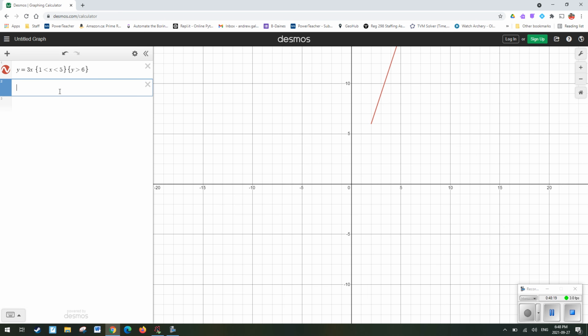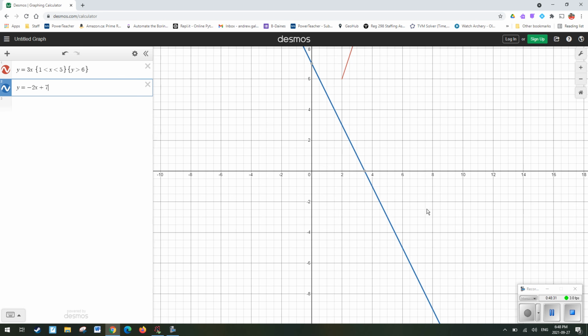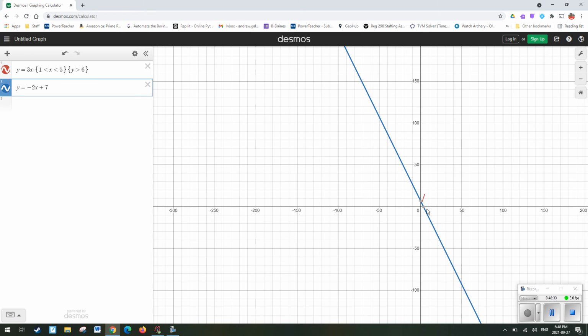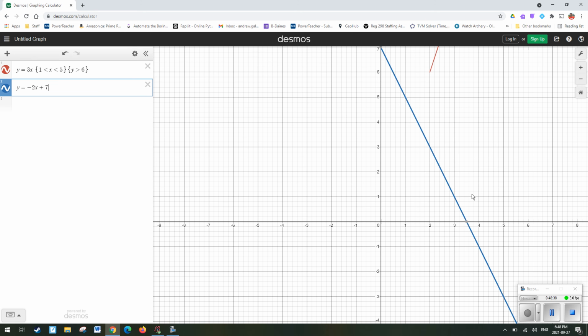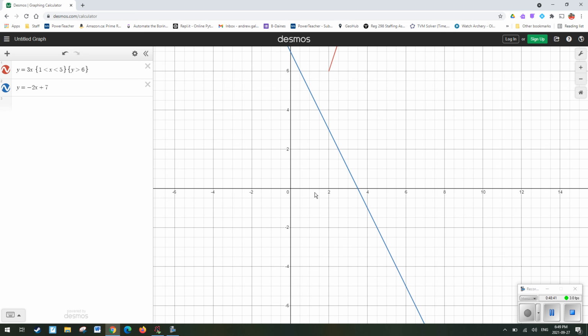If I want a line that goes downhill, I would say I want y equals negative 2x plus 7. And what I've got there is a line, but that line goes forever. I can zoom out, right? And that line just keeps on going. If I only want a segment of the line, which is what we're going to aim to do, if we only want a portion of it, we can implement these restrictions.